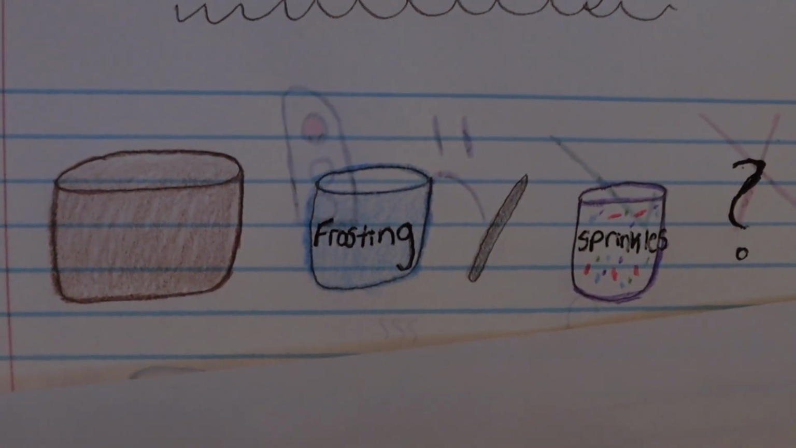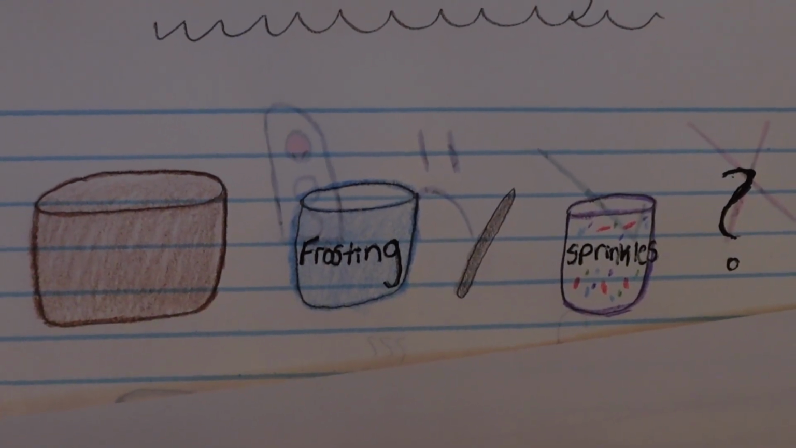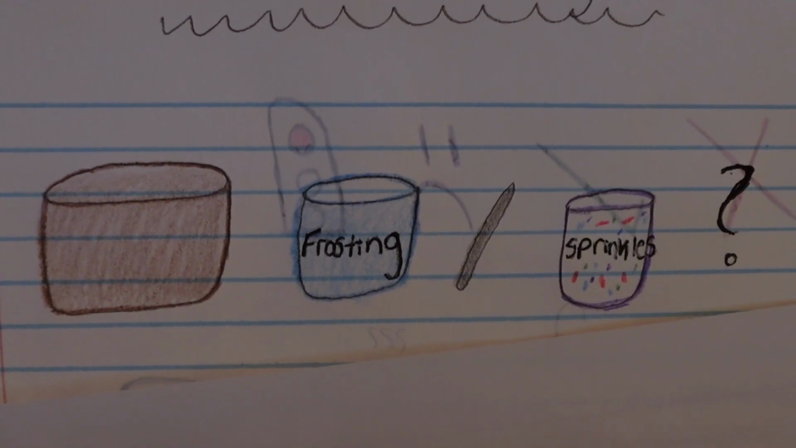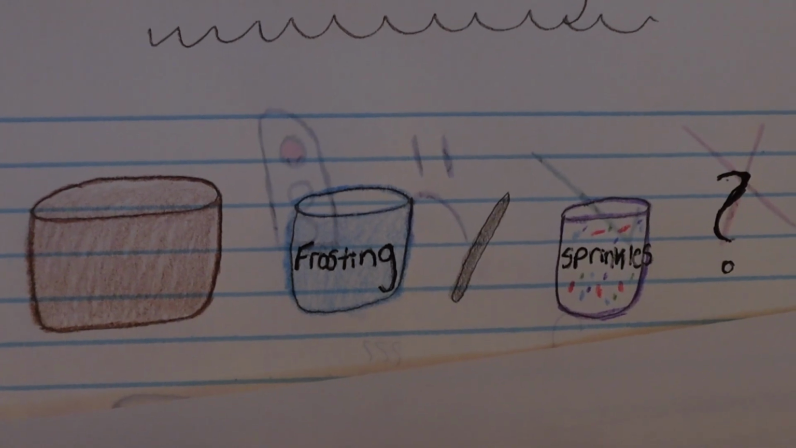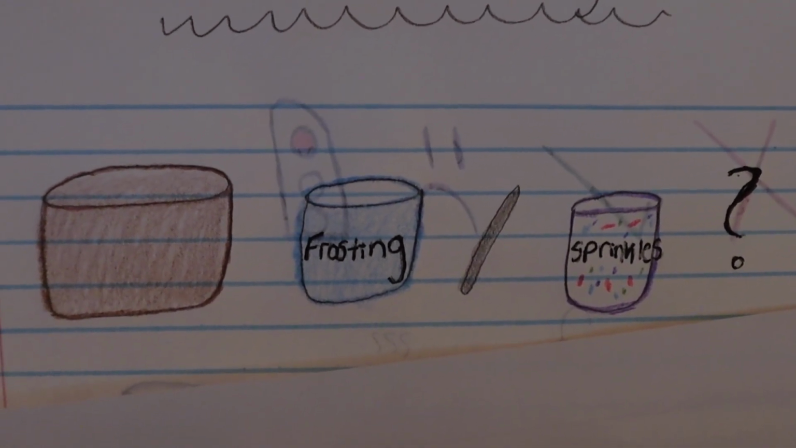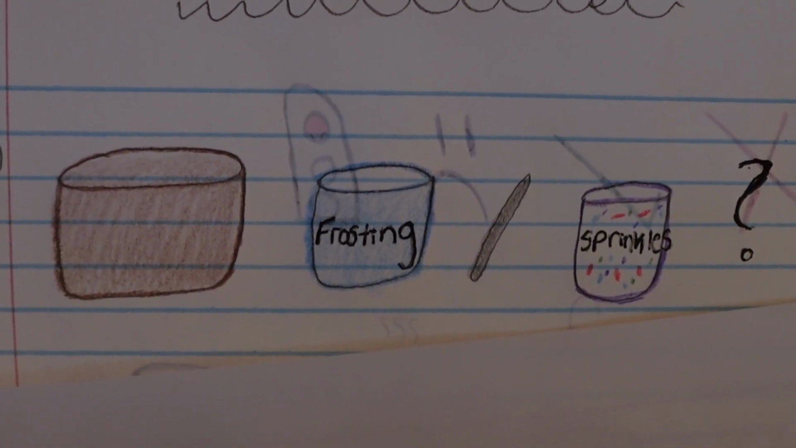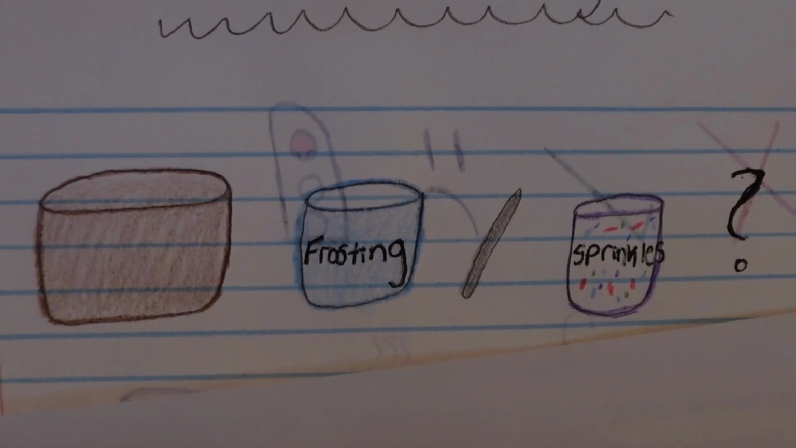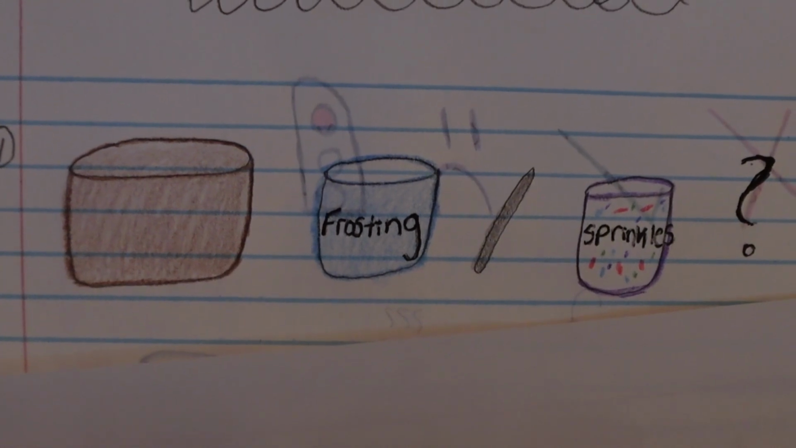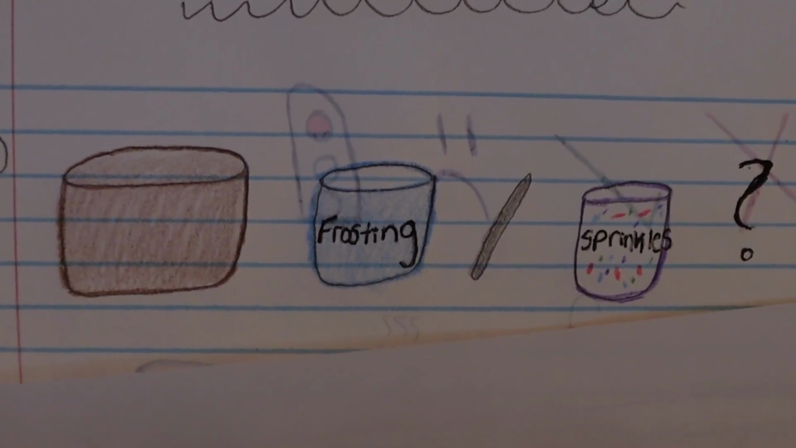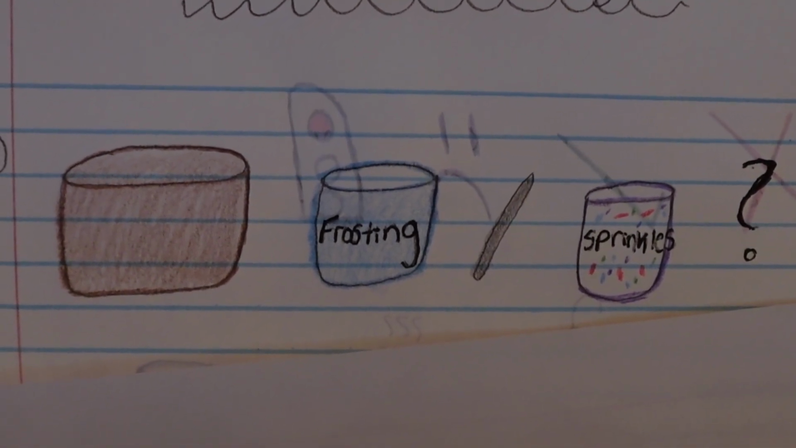So I'm going to give you some time to look at this. Remember, this is a birthday cake. So what all do we need for a birthday cake? Look at what we have and think about what we need. We have the cake. We have the frosting. We have the knife. We have the sprinkles. But what do we need for a birthday cake?